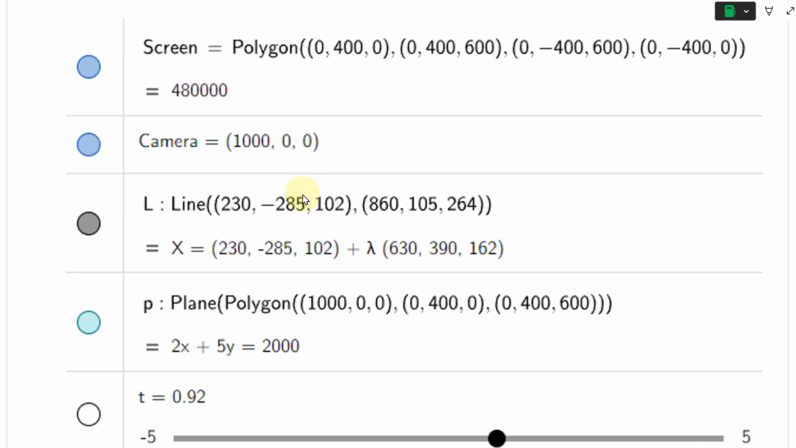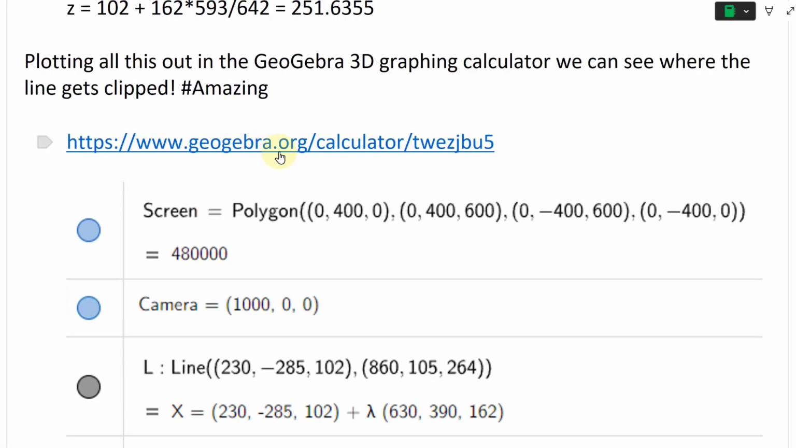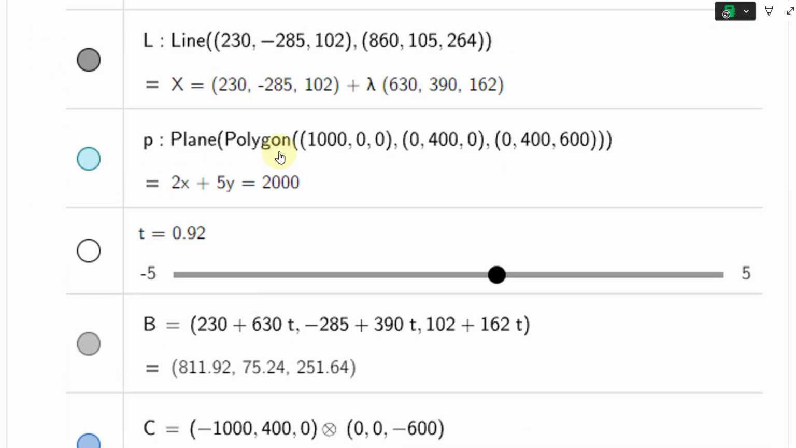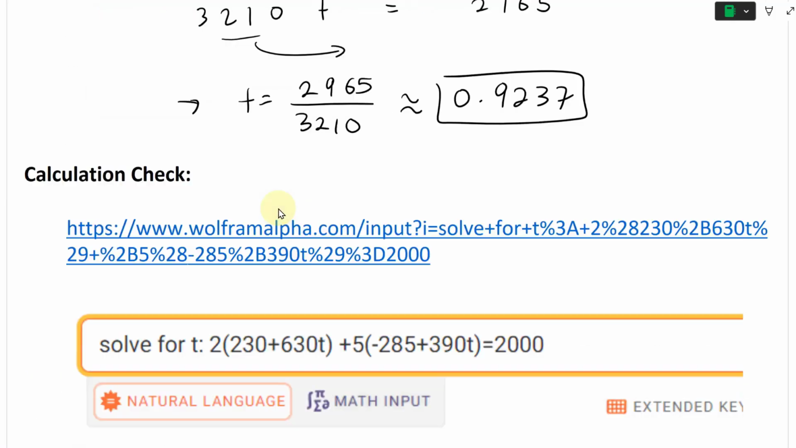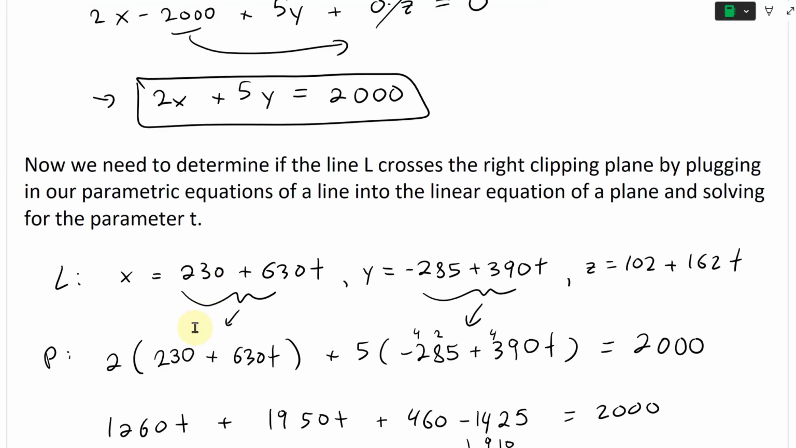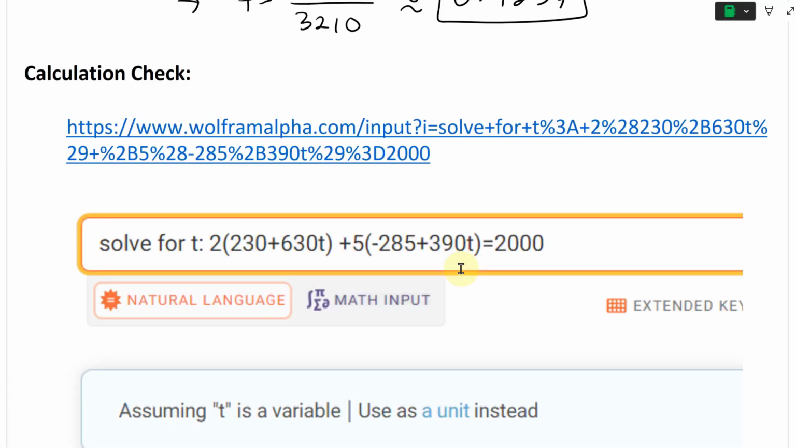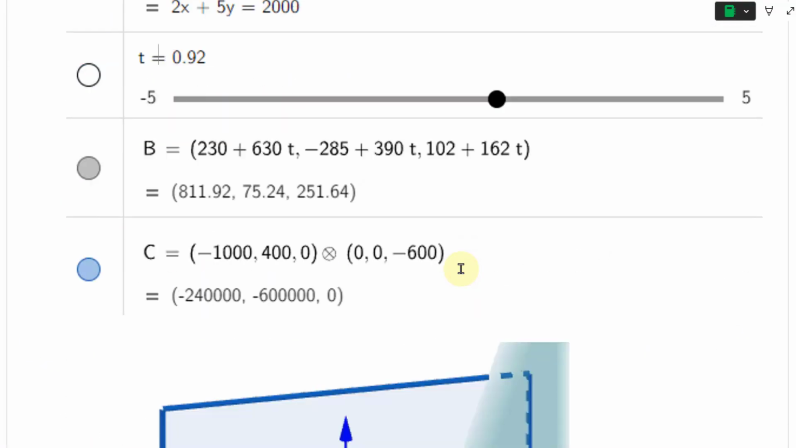Alright, so here's the link. It's the same link. So what we have is there's a line. So here's another thing that you could do. You could just type in plane, and then put the polygon that we had from the vertices 0, the camera up to 0, 400, 0, and 0, 400, 600. It automatically solves the equation of a plane 2x plus 5y equals 2000, which is exactly what we had here. 2x plus 5y equals 2000. So absolutely remarkable stuff there.